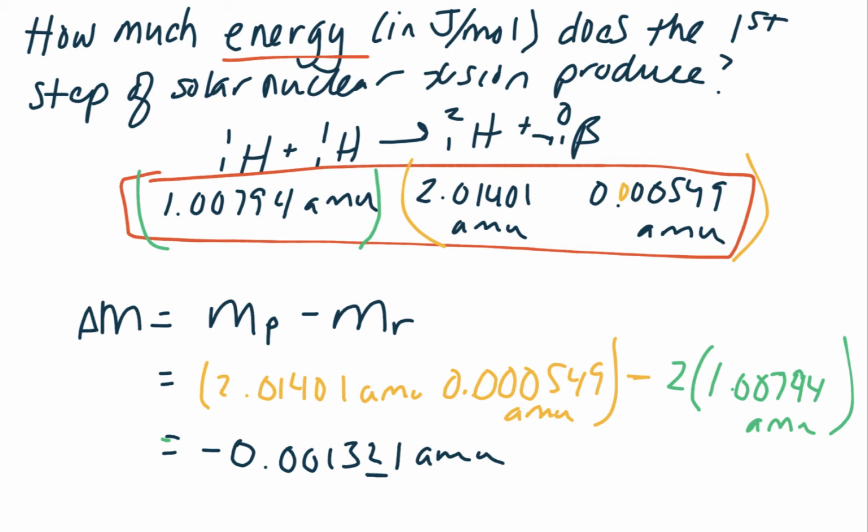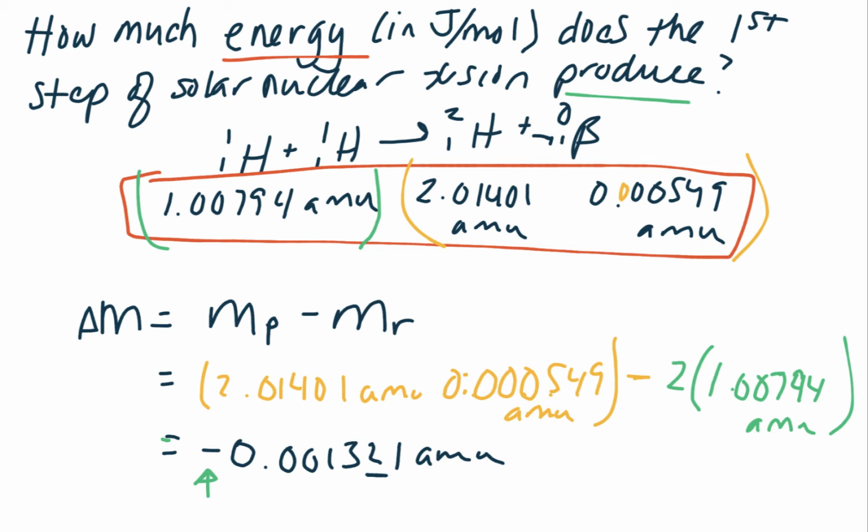We should ask ourselves, does this make sense? It does make sense because it's negative, and the question says it's producing energy. If it's producing energy, it means the reaction itself is losing energy. So if it's losing energy, it should also be losing mass. So that negative sign makes sense.